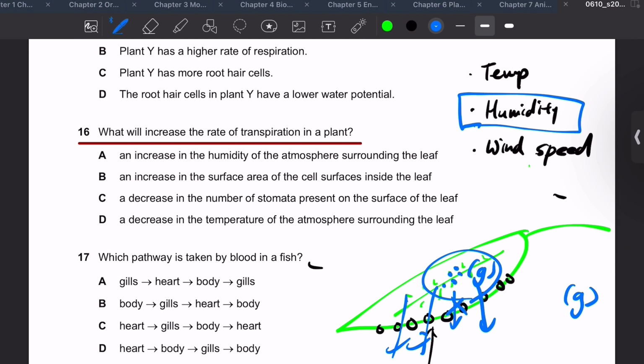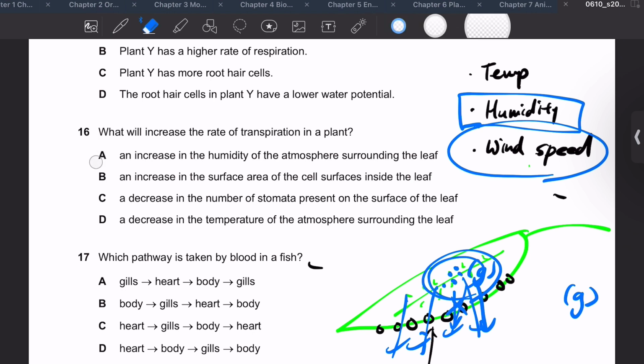And also wind speed. If there's an increase in wind speed, it's going to blow these water vapors away from the leaf, so there's going to be less water vapor outside the leaf, so it's going to move out more. So there's going to be an increase in transpiration as well. However, I don't think A is the answer, or B, or C, or D, but let's have a look at B here. An increase in the surface area of the cell surfaces inside the leaf.